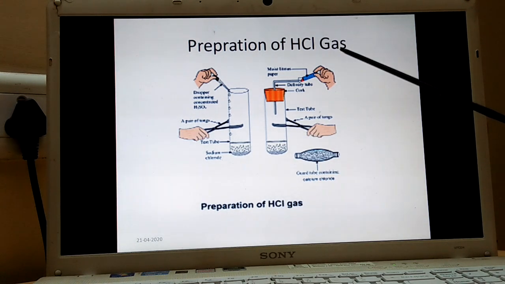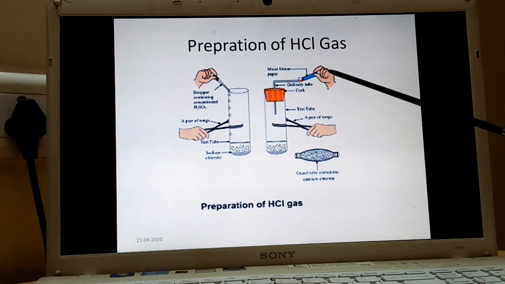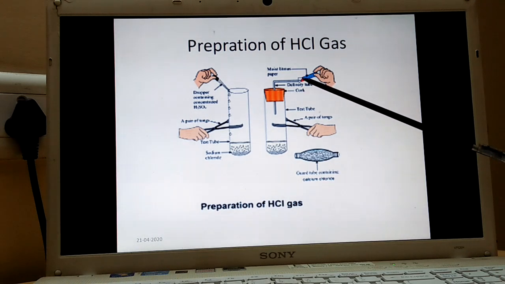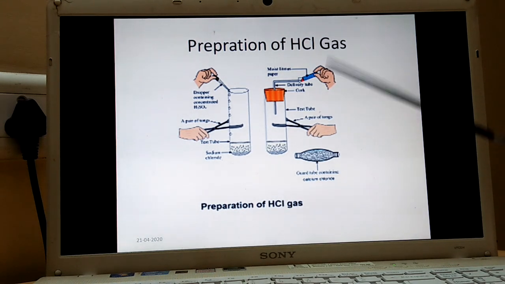Now how can you test this gas? That is, is HCl dissociating into H plus and Cl minus ions or not? If you are passing this gas on a dry litmus paper, it will not provide any color to the litmus paper. But if you wet this blue litmus paper and hold it near the delivery tube, you will find that blue litmus will turn red. Why? Because on coming in contact with the wet litmus paper, this HCl will break down into its ions. What are the ions formed? H plus and Cl minus ions.